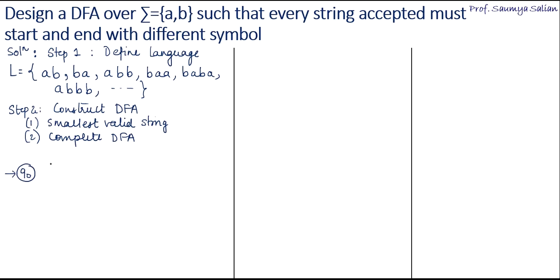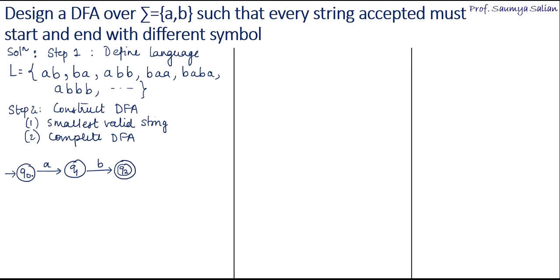There are two smallest valid strings. One is AB and the other one is BA. So let's begin. We'll first construct the DFA for string AB. From Q0, if I get an A, I reach Q1, and from Q1, if I get a B, I reach the final state because this is a valid string. This is Q2. Right?